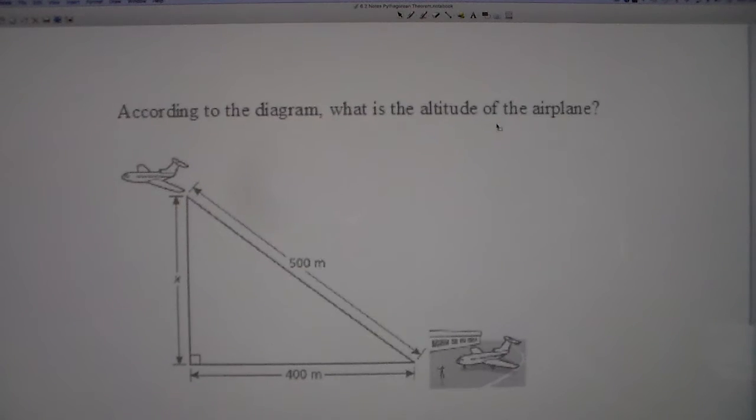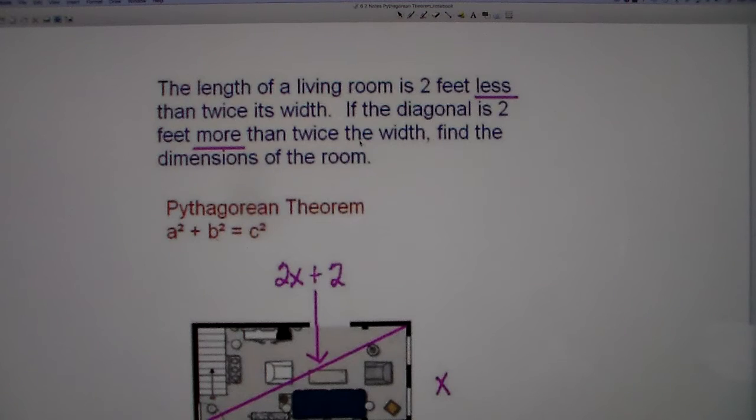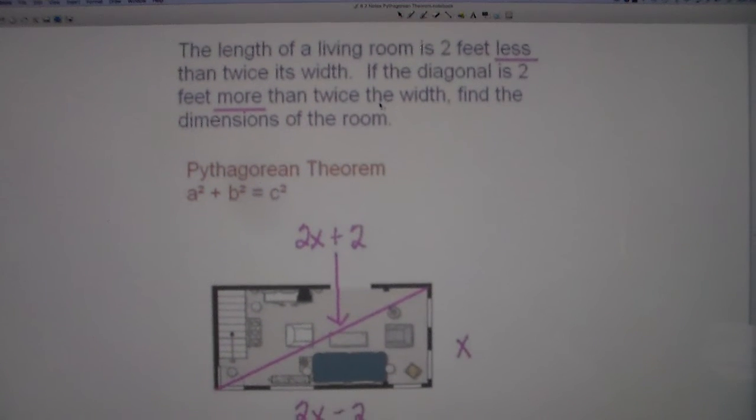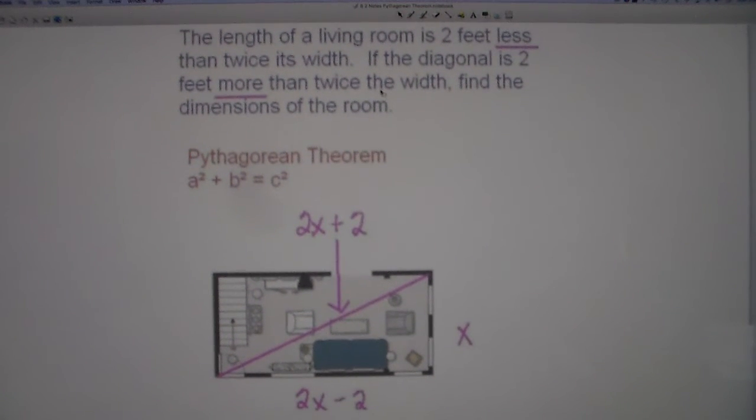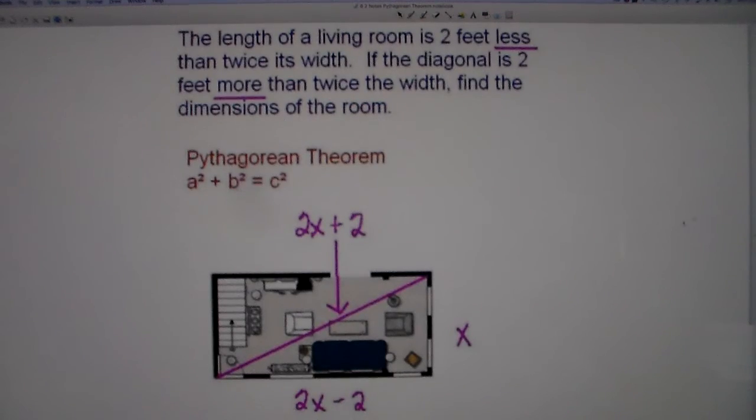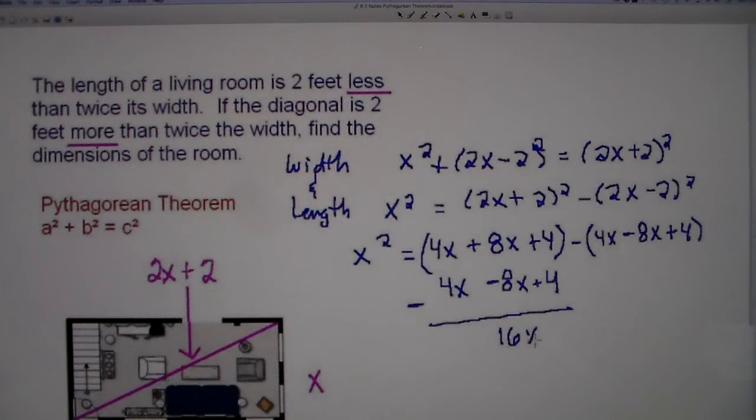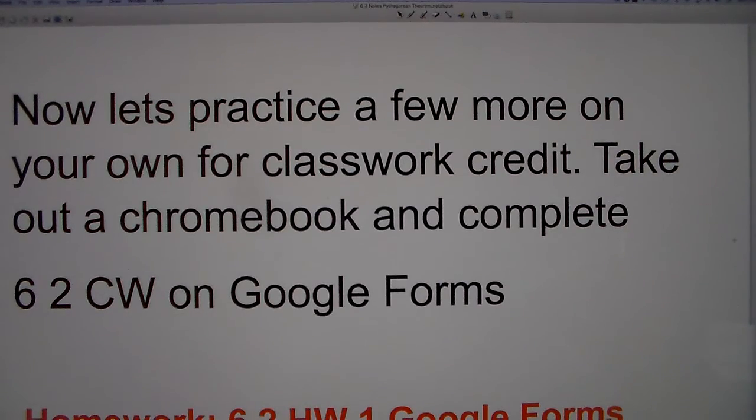Got one here with a plane. You'll see the same concept over and over. This one uses a little bit more algebra, so it's a little bit more of a challenge for you. Here's your answer. And that's what I got for you here today.